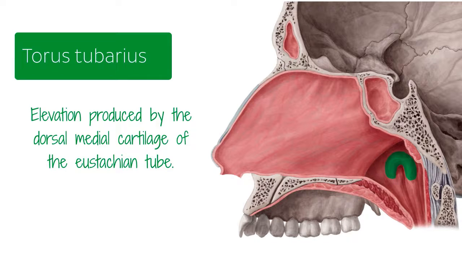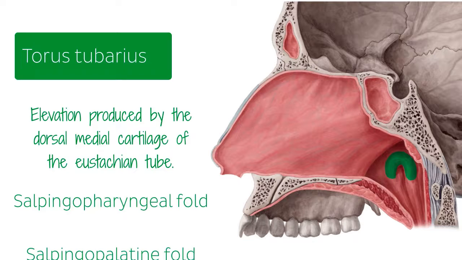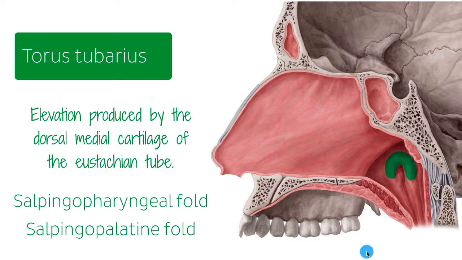2 mucosal folds are seen posterior and anterior to the torus tubarius. They are known as the salpingopharyngeal fold and the salpingopalatine fold. So here we can see the torus tubarius surrounding the eustachian tube on the upper surface.